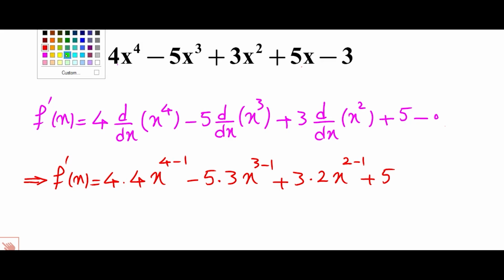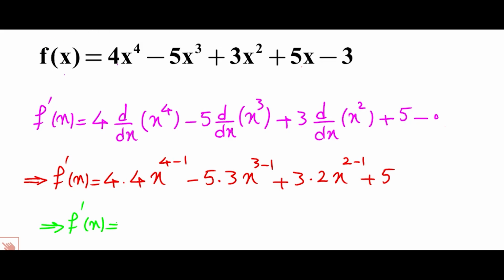And finally, f prime of x is equal 4 times 4 is equal 16, x to the power of 4 minus 1 is x cubed, minus 5 times 3 is equal 15 x squared, plus 3 times 2 is 6, x to the power of 2 minus 1 is x, plus 5. Okay?